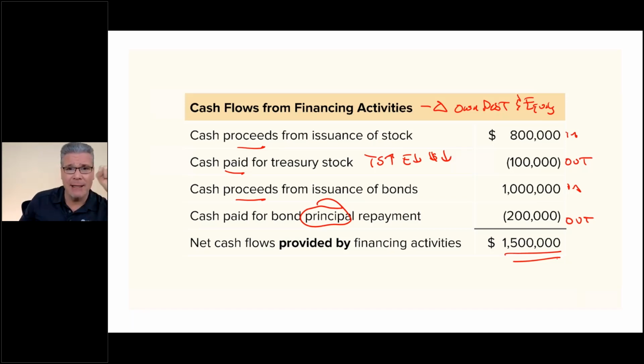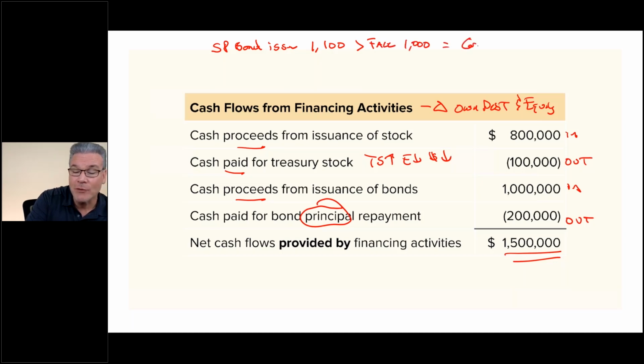All righty. Now, very important. I know this is not a bond class. But let's say the selling price of the bond, you issue it for $1.1 million, greater than the face value of $1 million. Folks, that's really a gain, but we can't call it a gain. We call it a premium. When your selling price is greater than the face value, for our purposes in the statement of cash flow, I want you to think about a gain.